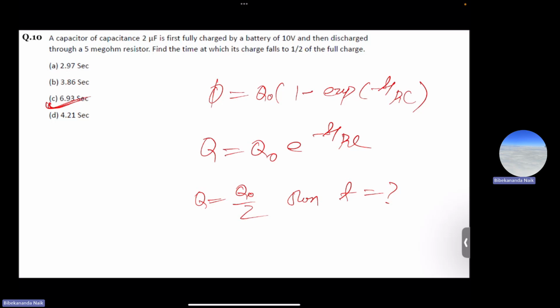So after 6.93 second, the total charge on the capacitor will fall to half of the full charge.